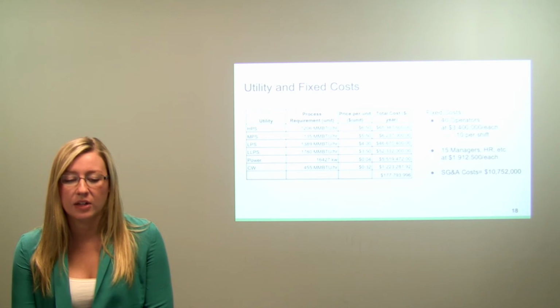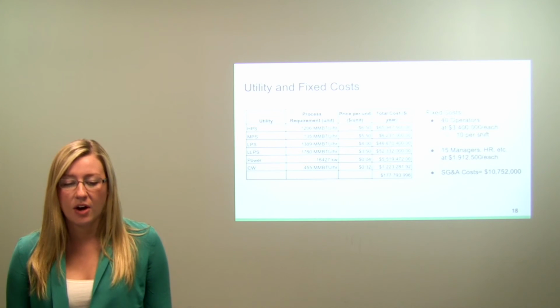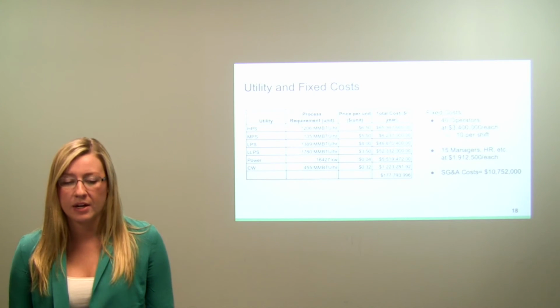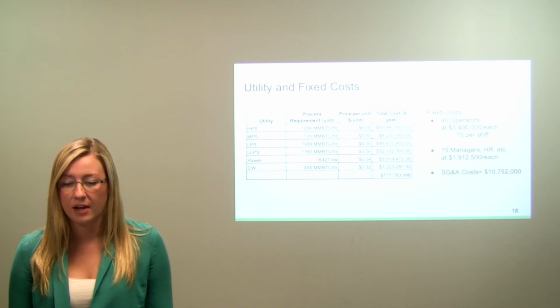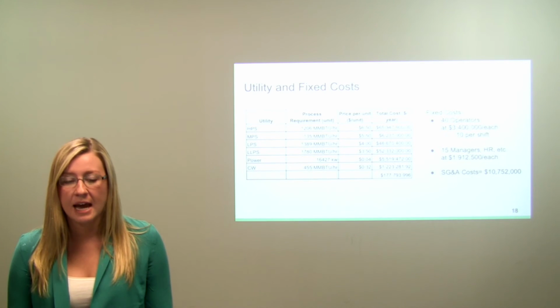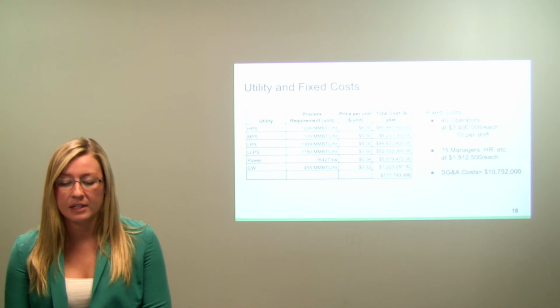Utilities also have a large impact on our plant costs. They total $177 million. The fixed cost associated with our plant totals $31 million, since we will be needing about 40 operators, 10 people per shift, and 15 managers and HR personnel. This total also takes repairs and maintenance, property tax, and insurance into consideration. The selling, general, and administrative expenses, or SG&A, total $11 million.